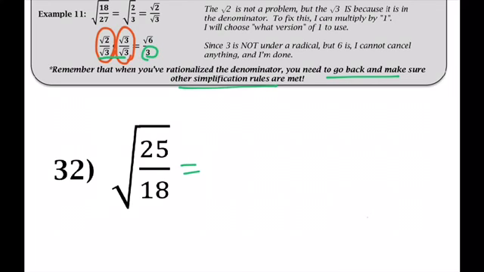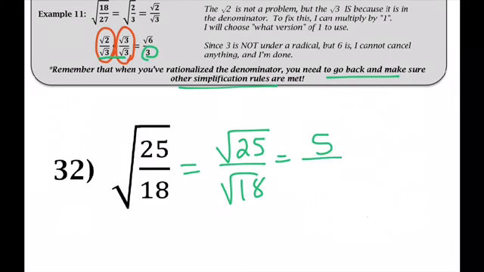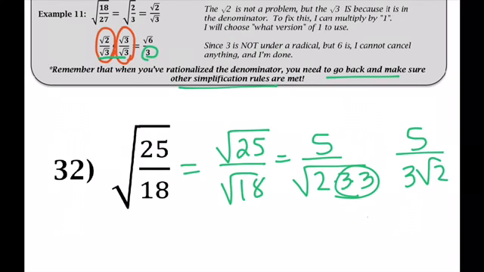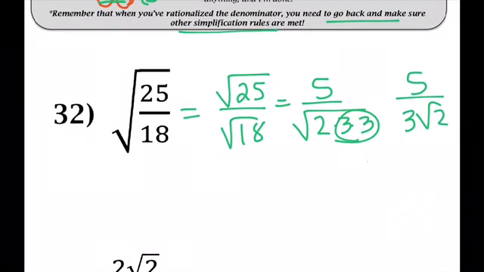So let's look at number 32. So I've got square root of 25 over square root of 18. So if you separate that out, the square root of 25 is 5. That's great. Square root of 18, that's 2 times 9, so I've got the 3 that can come out. So I've got 5 on top and then 3 square root of 2. The problem there is the square root of 2. I cannot have square root of 2 on my denominator.